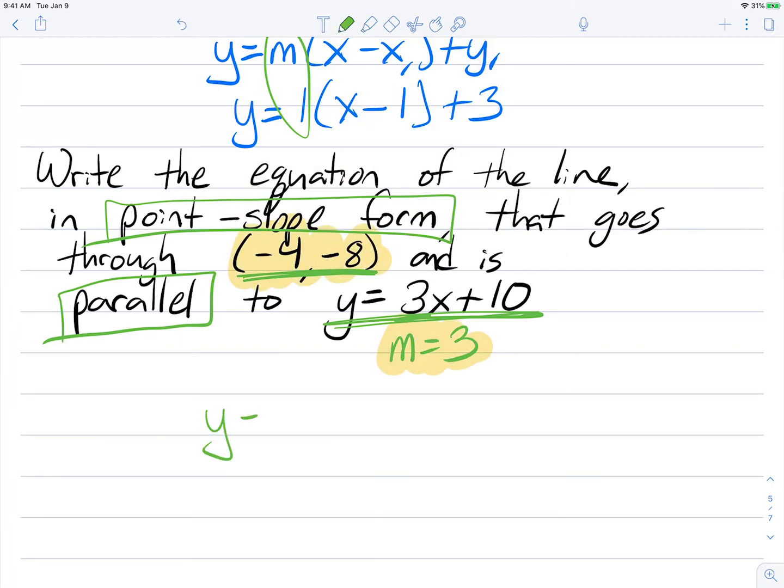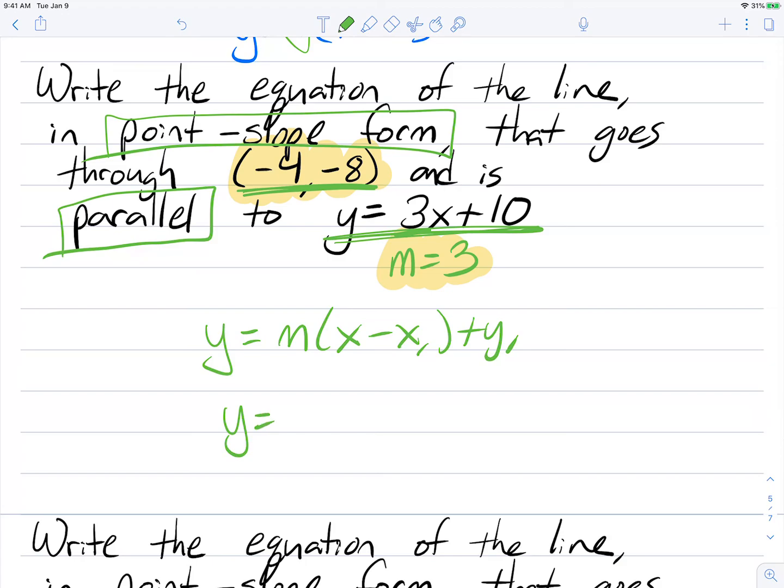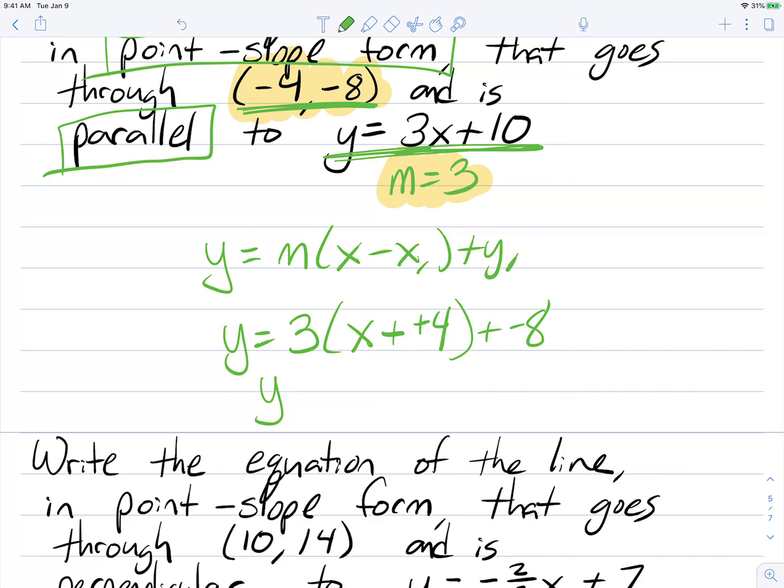So I can plug it into the point slope form and have y equals, slope is 3, x minus -4, which makes that a positive, plus a -8. So plus a negative is just minus. So if I simplified that, it'd be 3 times x plus 4 plus 8.